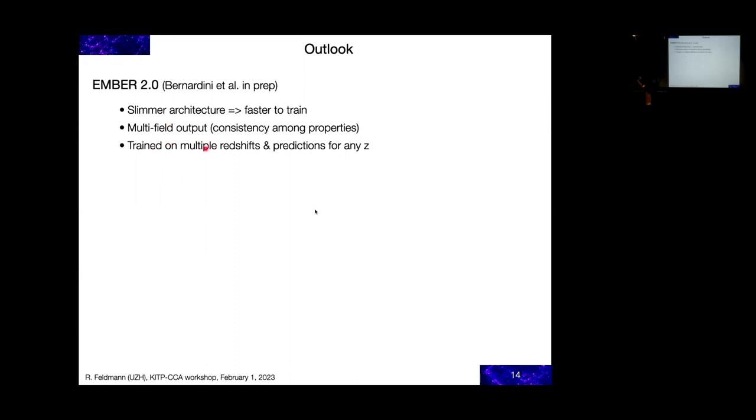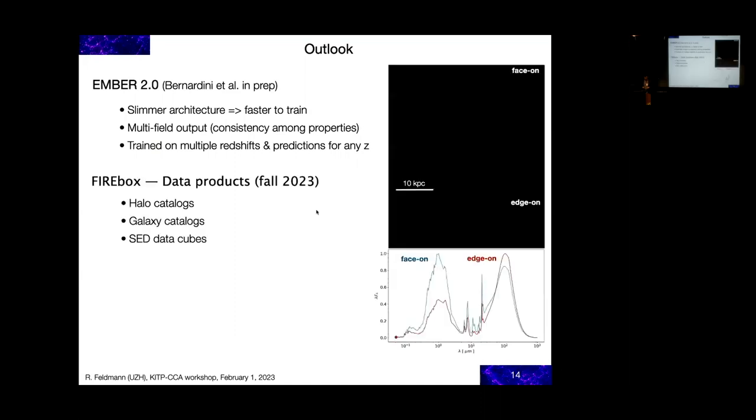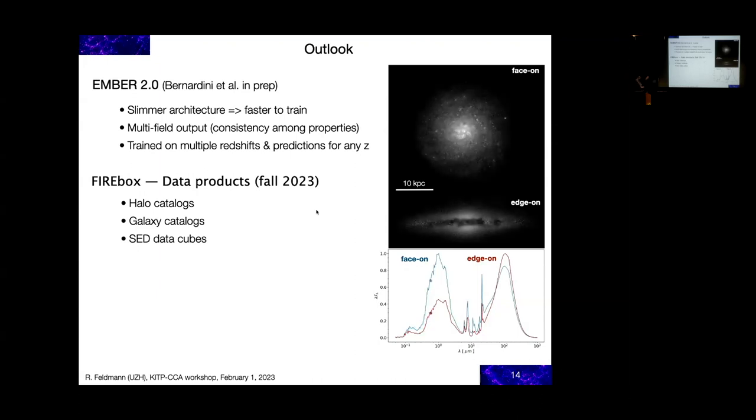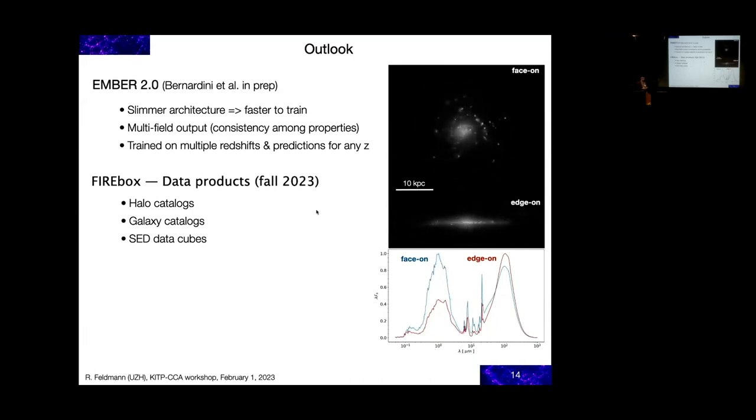And also, EMBER 2.0 will allow us to train on as many redshifts as we like, and then we can interpolate to any redshift for which we want to make a prediction. And then for Firebox, the paper is out on the archive. You can read it. There will be data products coming out, hopefully in the fall, which will include, let's say, halo catalogs and galaxy catalogs and data cubes.